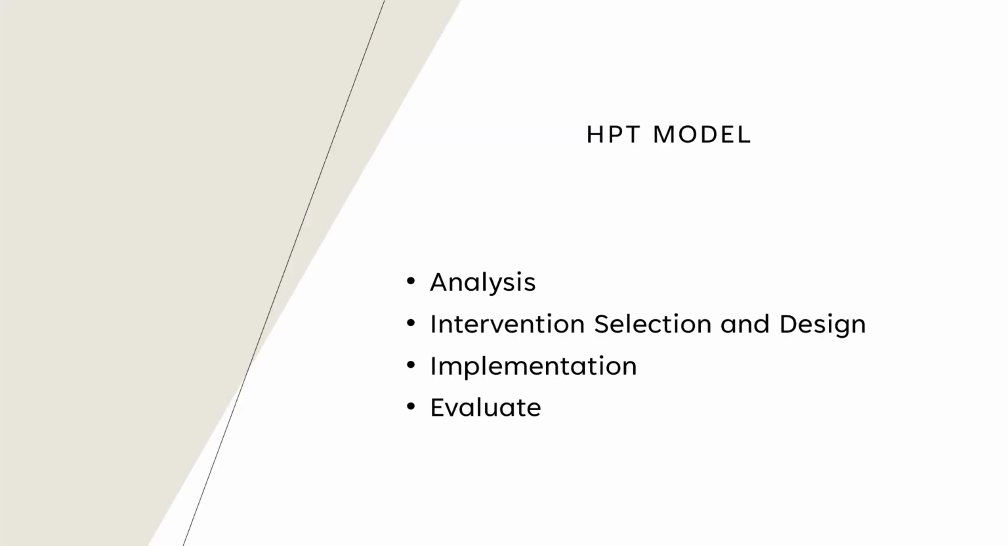The HPT model, as described by O'Driscoll, presents four distinct steps in its process, very similar to the ADDIE model seen in many instructional design processes. The first step, analysis, can be broken up into multiple sub-steps, which will be discussed shortly. Then you have intervention, selection, and design, in which a potential solution to the identified problem is selected and applied to the specific business model.